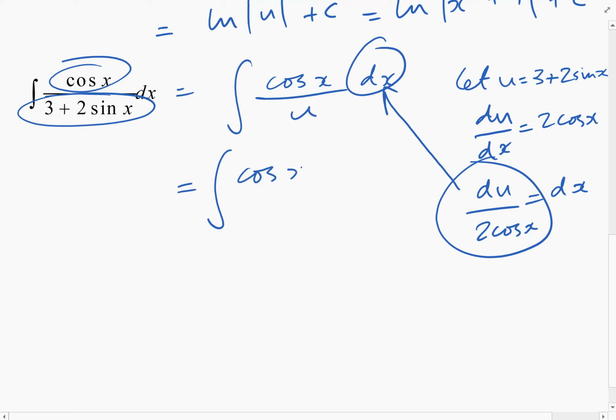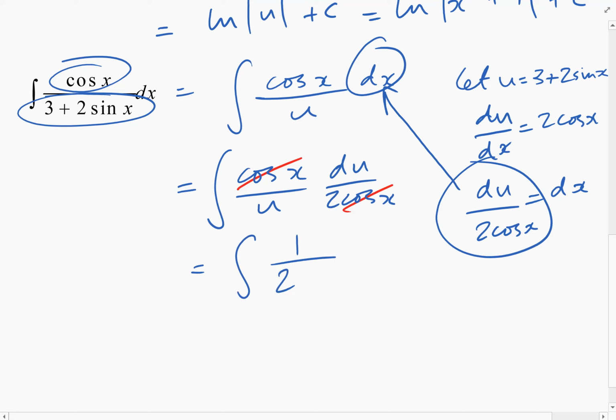So the question now becomes this: du over 2 cos x, and these are going to cancel. This will cancel with this. And so we've got the integral of 1 over 2u du. It's up to you how you do this, but I think it's helpful for these kinds of questions to take any constants out. This is the same as doing the integral of this. So I've taken out the half to make the integral a bit simpler to do.